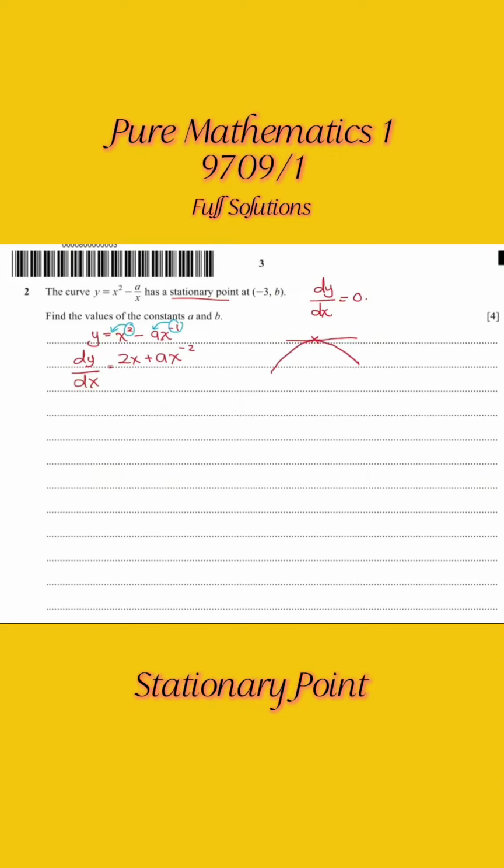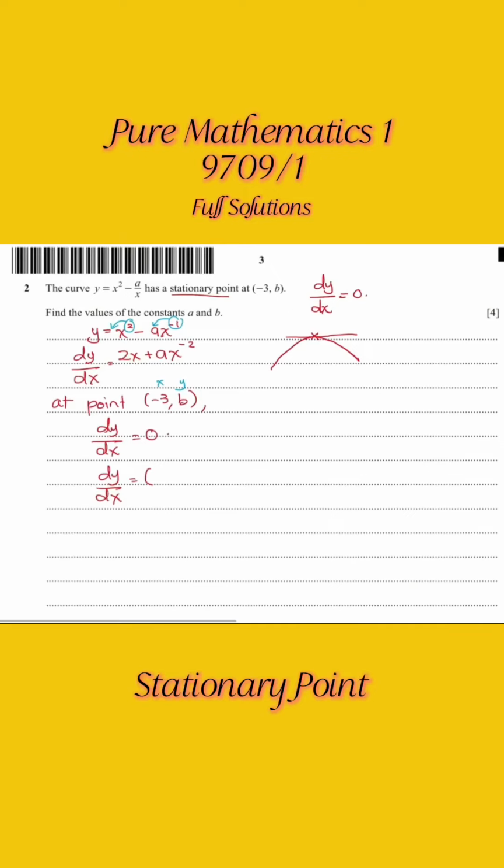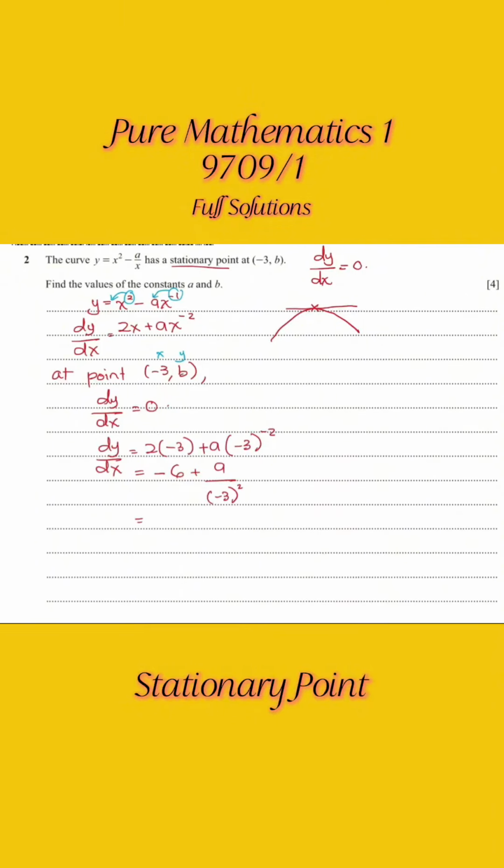Now from here, I can equate that at the point (-3, b), my dy/dx would be equal to 0. Therefore, dy/dx at that point exactly, which means my x is negative 3, my y is b, I'll have 2 times negative 3 plus a times negative 3 to the power of negative 2. Or I can rewrite this as negative 6 plus a over negative 3 squared. Negative 3 squared is just 9. So I'll have 0 equals negative 6 plus a over 9.